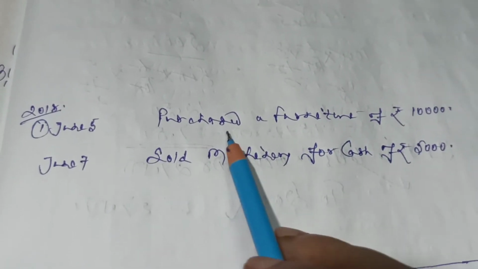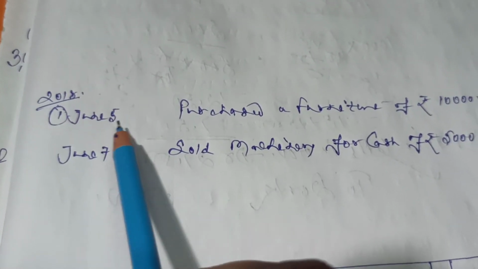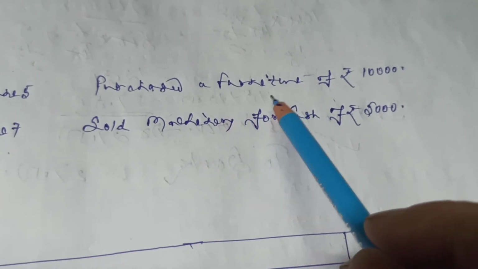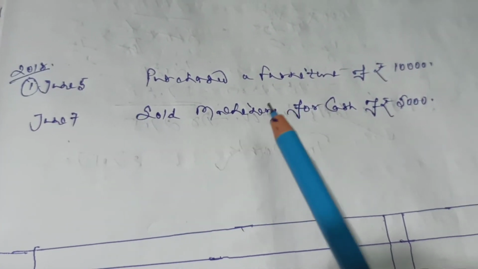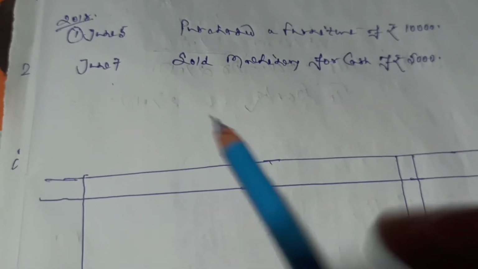I am just taking a couple of transactions over here. 2018 was the year. June 5 and June 7 were the 2 dates on which we were having transactions. Purchase of furniture of rupees 10,000 on June 5 and sold machinery for cash rupees 5,000 on June 7. Then how to record in the format?